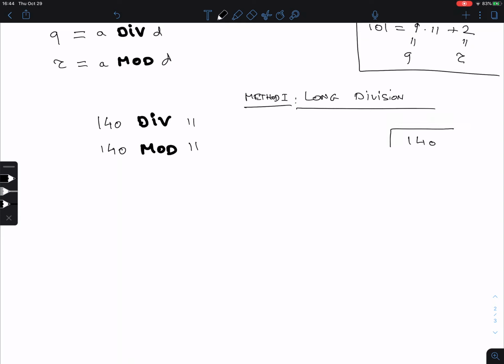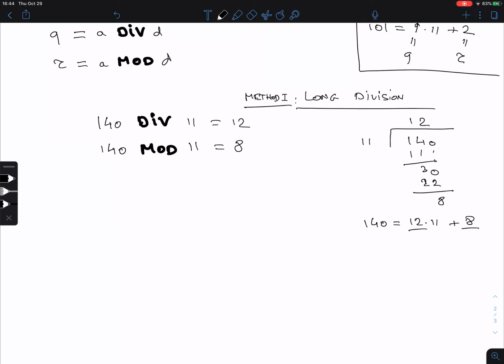So 140 divided by 11. I don't know why I keep using 11, but okay. How many times does 11 go in 14? One time. 11, so 3. Bring this down. How many times does 11 go in 30? Twice. That will be 22. Bring down 8. How many times does 11 go in 8? It doesn't go anymore. There's nothing to borrow. So that's it. We see that 140 is 12 times 11 plus 8. So this is my Q, this is my R. So this is 12, this is 8.